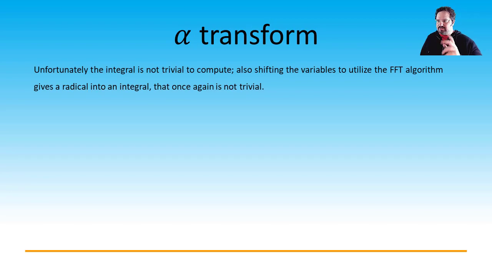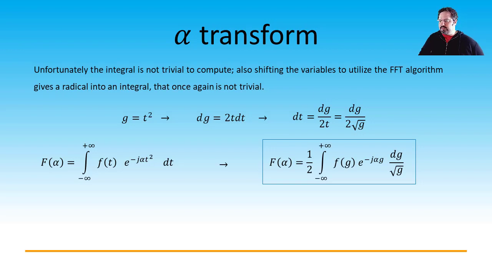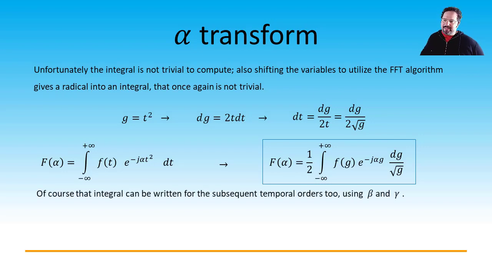Unfortunately, the integral is not trivial to compute, and also shifting the variables to utilize the fast Fourier transform algorithm gives a radical into an integral that once again is not trivial. So this is the substitution, and the formula becomes this one, where you can see the radical inside the integral. And of course, the integral can be written for the subsequent temporal orders too, using beta and gamma, where the formula becomes this one.